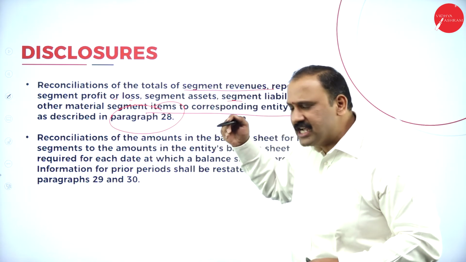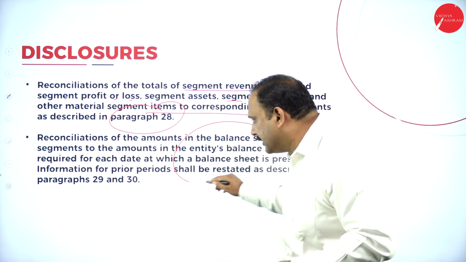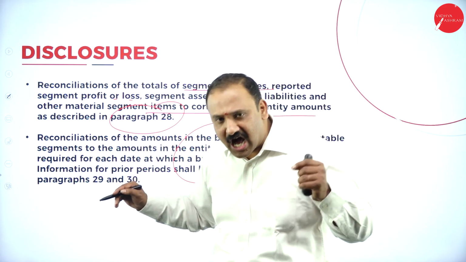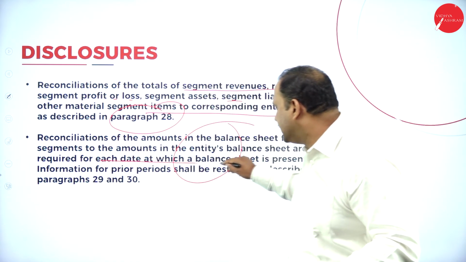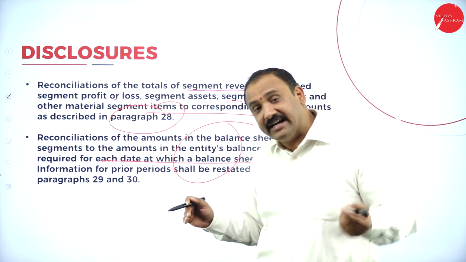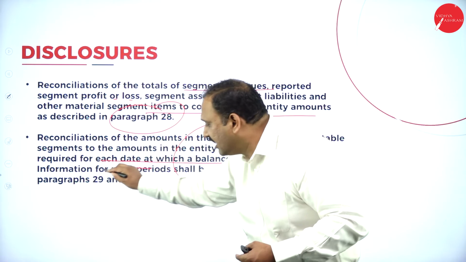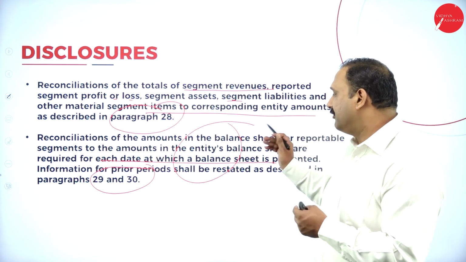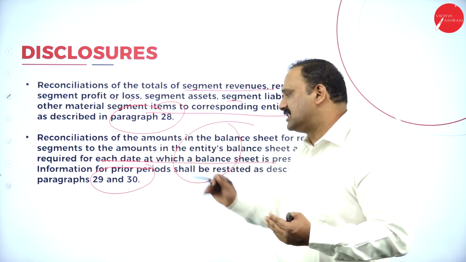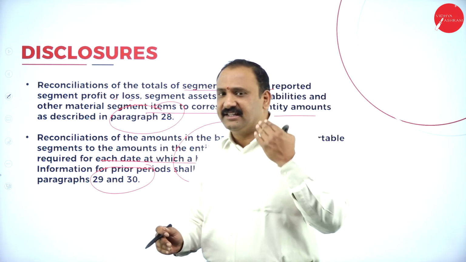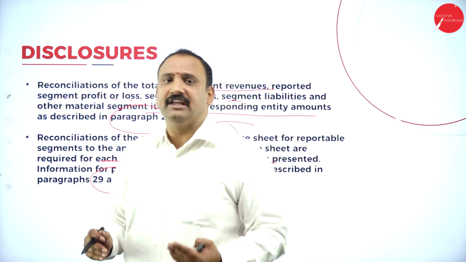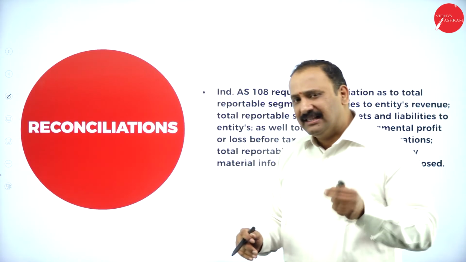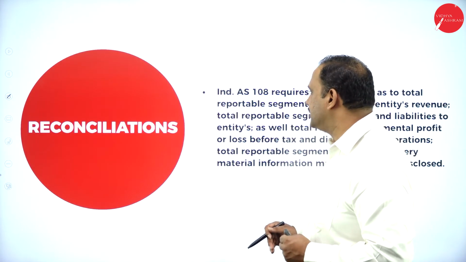Reconciliation of amounts in the balance sheet for the reported segments to the amounts of the entity's balance sheet is required for each date on which the balance sheet is presented, and this can be seen in paragraphs 29 and 30. So even the reconciliation of the amounts in the balance sheet and that of the segments has to match, and this has to be presented for financial decision making. Now, let's talk about the reconciliations here itself.